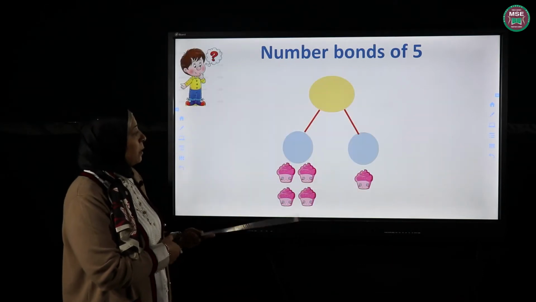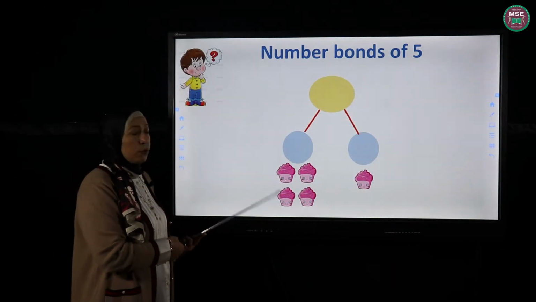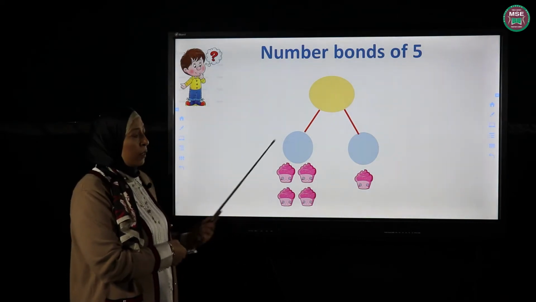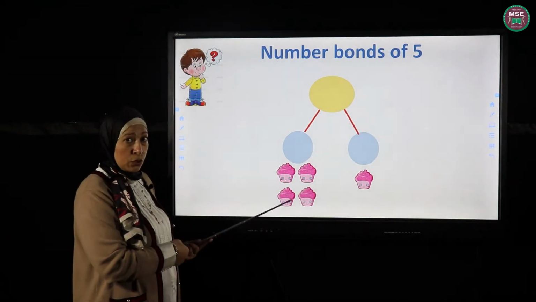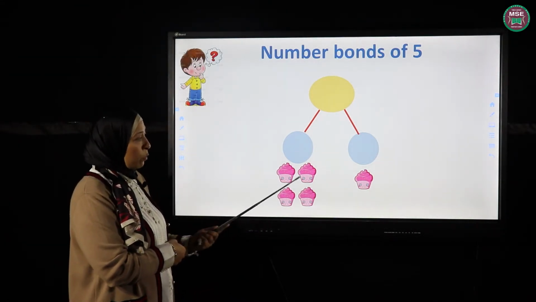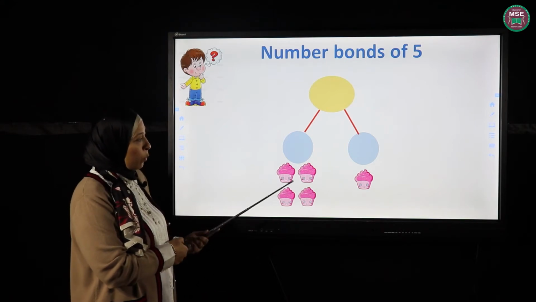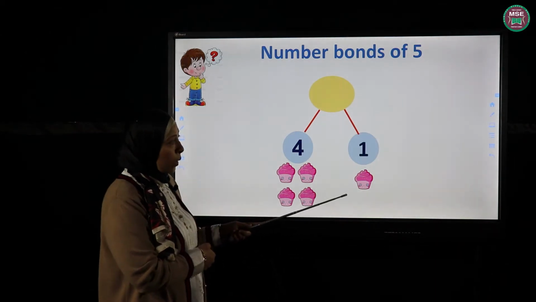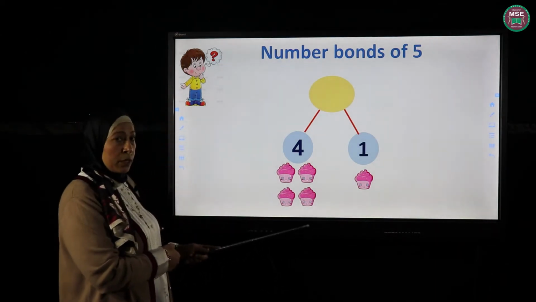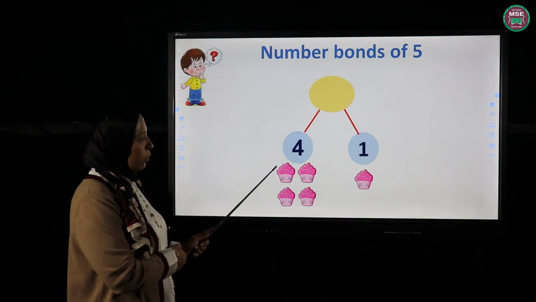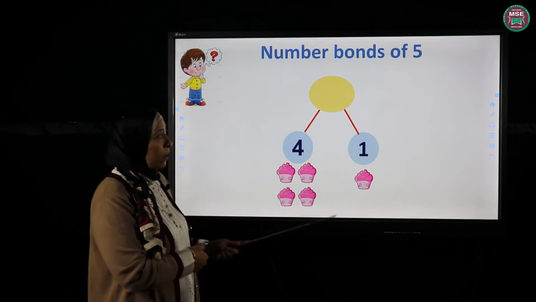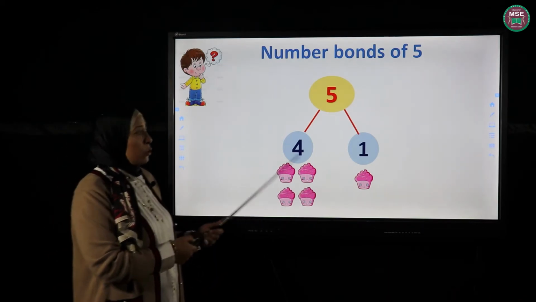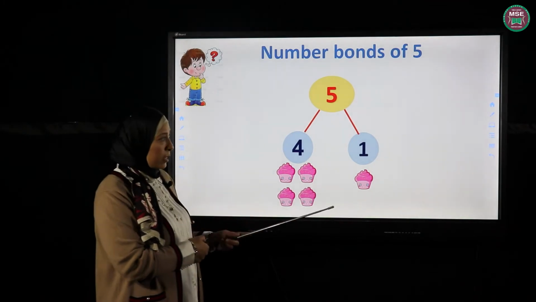Okay, here, if the boy has only 4 cupcakes and the girl has 1, do you think that the total number of cupcakes is gonna change? Let's count. Here I have only 4: 1, 2, 3, and 4. So we're gonna write 4. And the girl has only 1, so I'm gonna write 1. Did the number of the cupcakes change? Count them together. 1, 2, 3, 4, and 5. No, it didn't change. We still have 5 cupcakes. So 4 and 1 also makes 5.